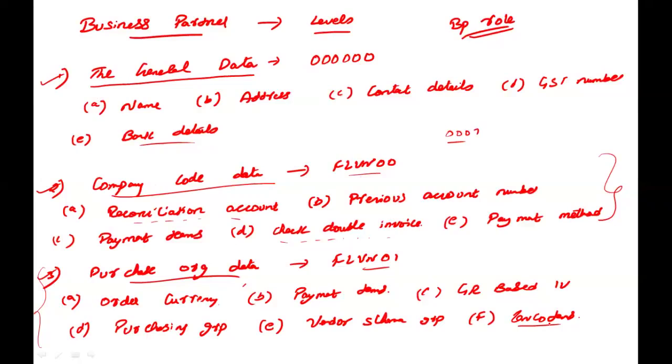Okay. So these are the three levels of business partner. One is the general data, company code data, and the purchasing organization data. And these are the important fields that we have in these three levels.